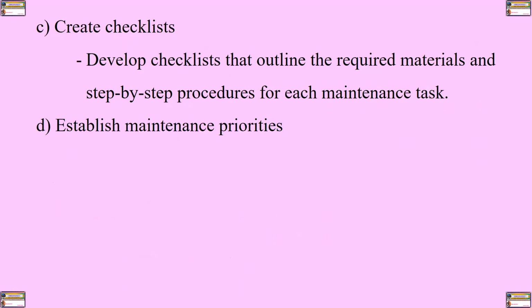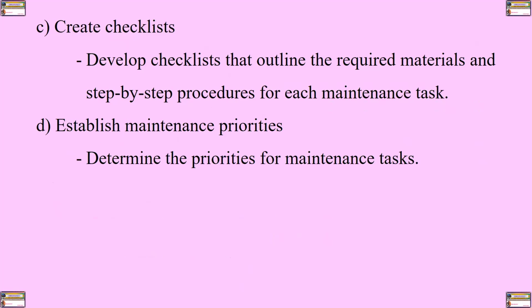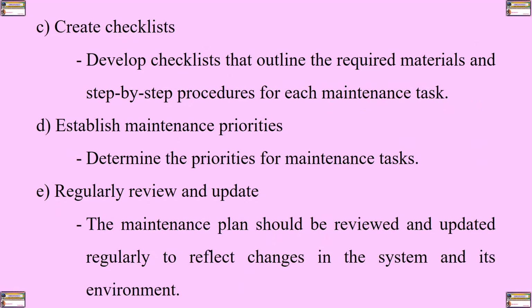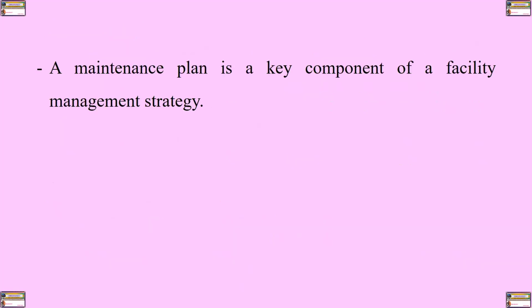Number four is to establish maintenance priorities. Determine the priorities for maintenance tasks. Number five is regularly review and update. The maintenance plan should be reviewed and updated regularly to reflect changes in the system and its environment.